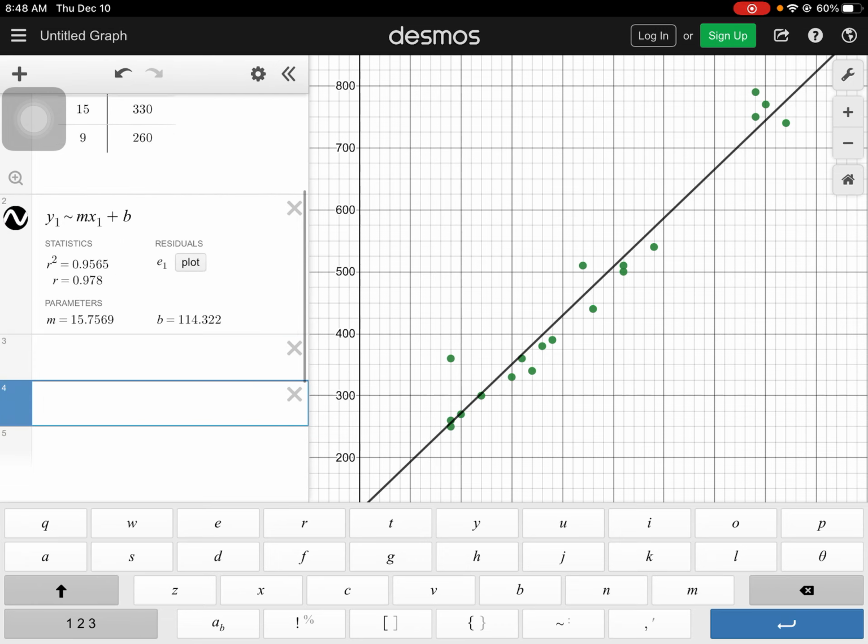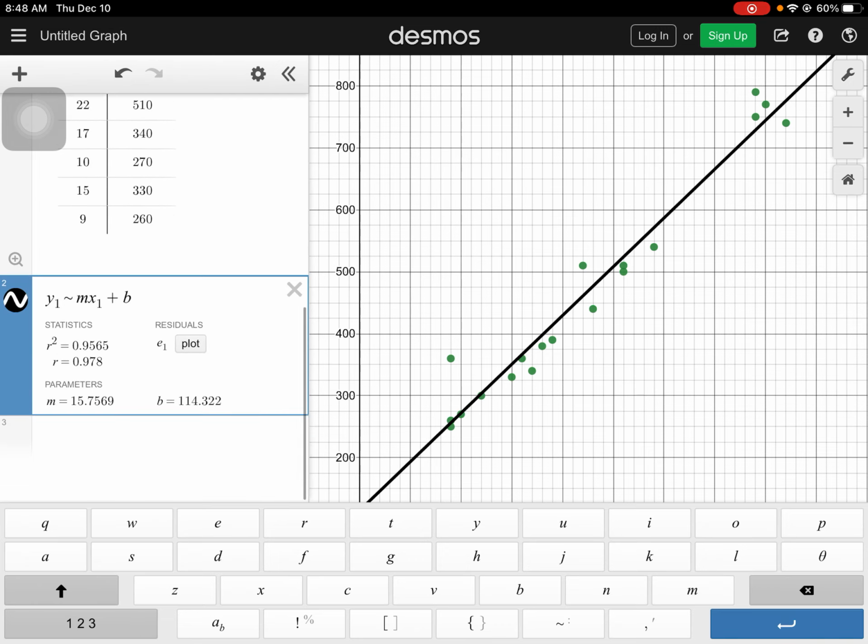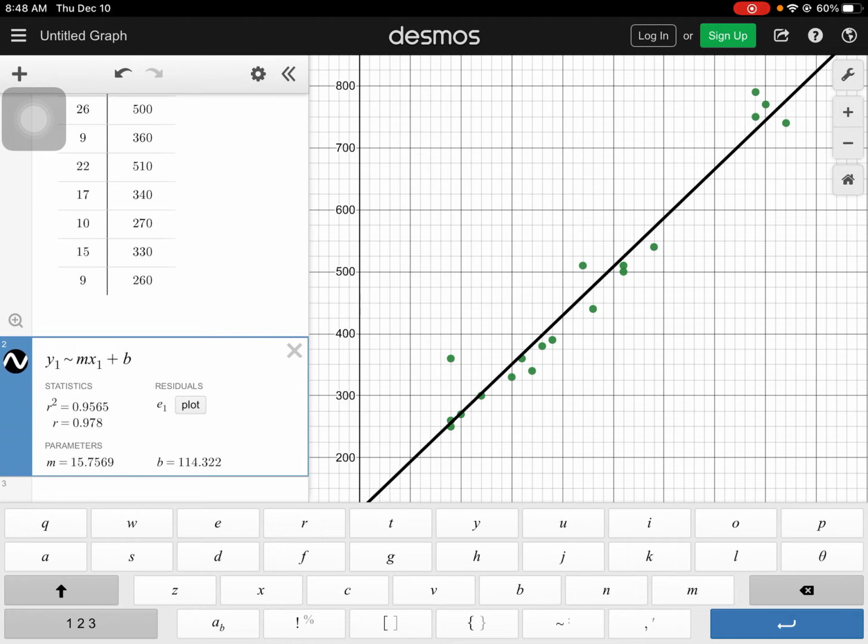And it actually gives us a ton of data here. This data in this table gives us the r value, it gives us the m, which is the slope, and it also gives us b, our projected y-intercept for this graph.